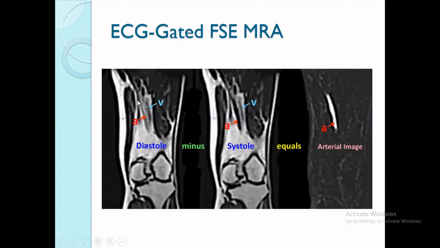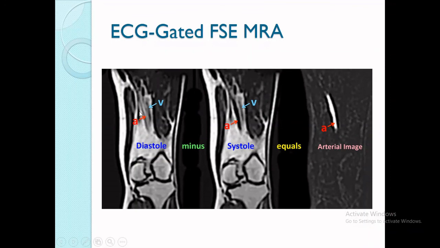So have a look at this particular artery. The artery appears here and the vein is there. So this is the diastole. In diastole, both appear as bright ones. But have a look at this. In the systole, the artery appears as a black one, and the vein appears as a bright one.